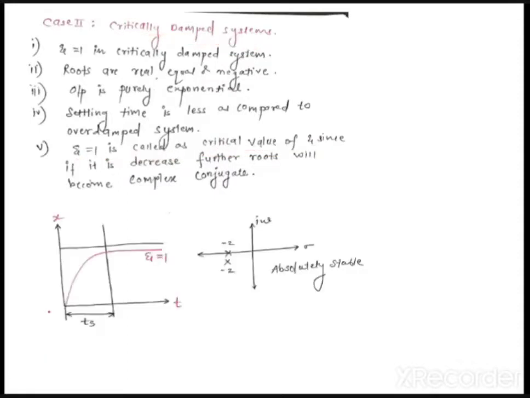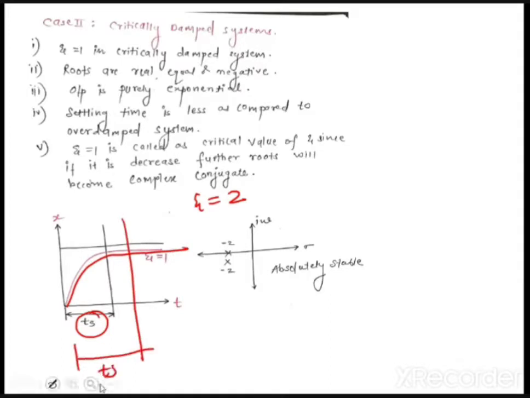Now you can see this graph. Zeta is equal to 1. You can see that settling time is decreased. If I take zeta greater than 1, it would have happened like this, so this would be the settling time. You can see that settling time is increasing. If I take zeta is equal to 3, again settling time would have increased. So settling time goes on increasing, guys. Settling time is the time taken by the system to reach the steady state or the equilibrium position.